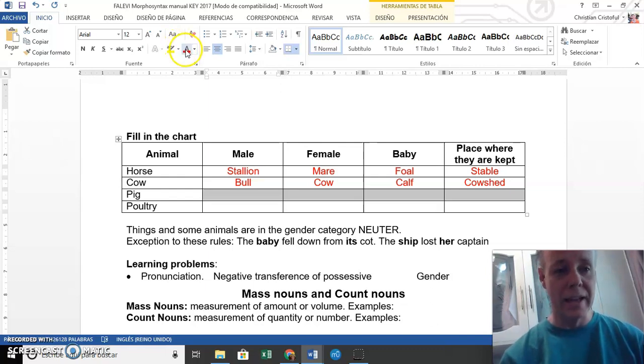What about pig? The male pig is called a boar. The female pig is a sow. The baby pig is a piglet. And they are kept in a pigsty.